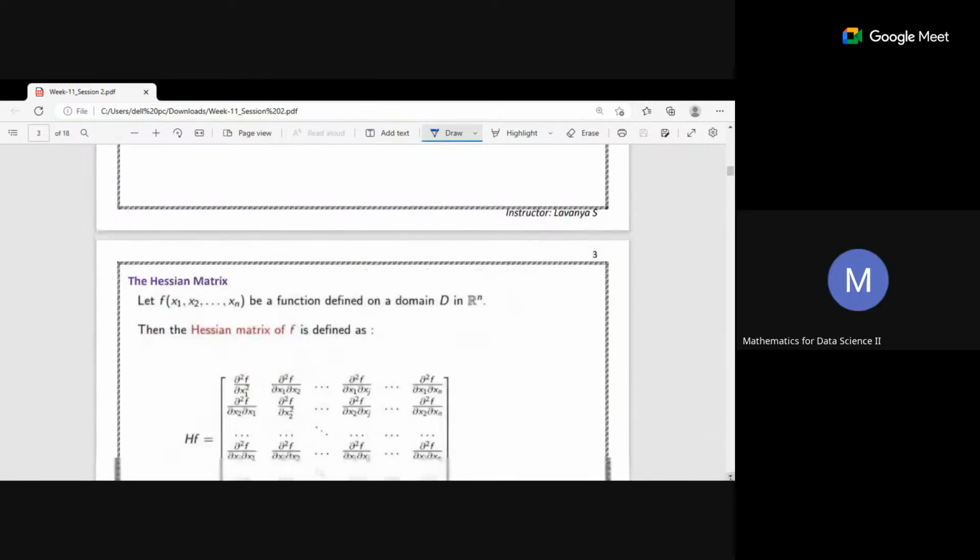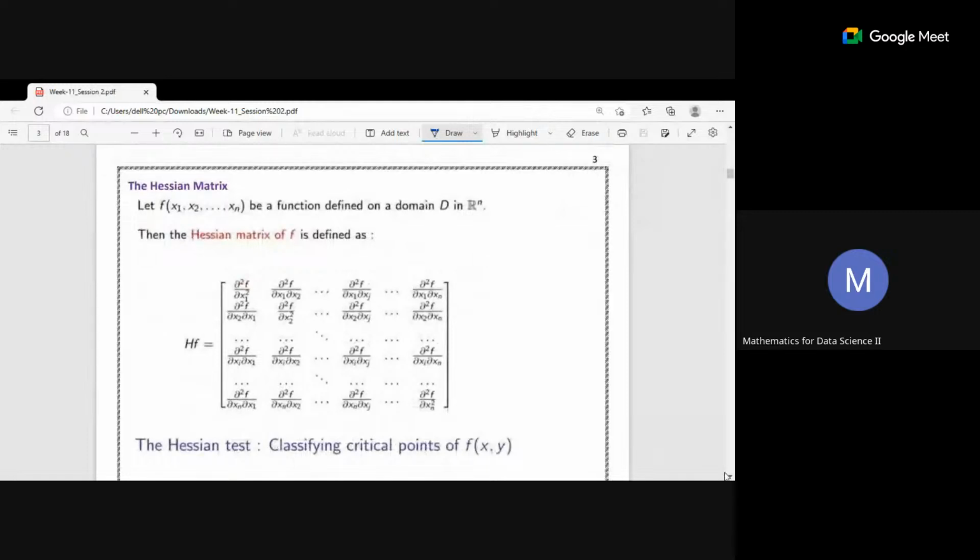Okay. Fine. So the next concept is what is a Hessian matrix and why we need it. The analog for the one variable function comes from the second derivative test. The second derivative test helps us to classify the critical points as local maximum, local minimum, saddle point. So to classify the critical points for functions of several variables, we need the concept of Hessian matrix.